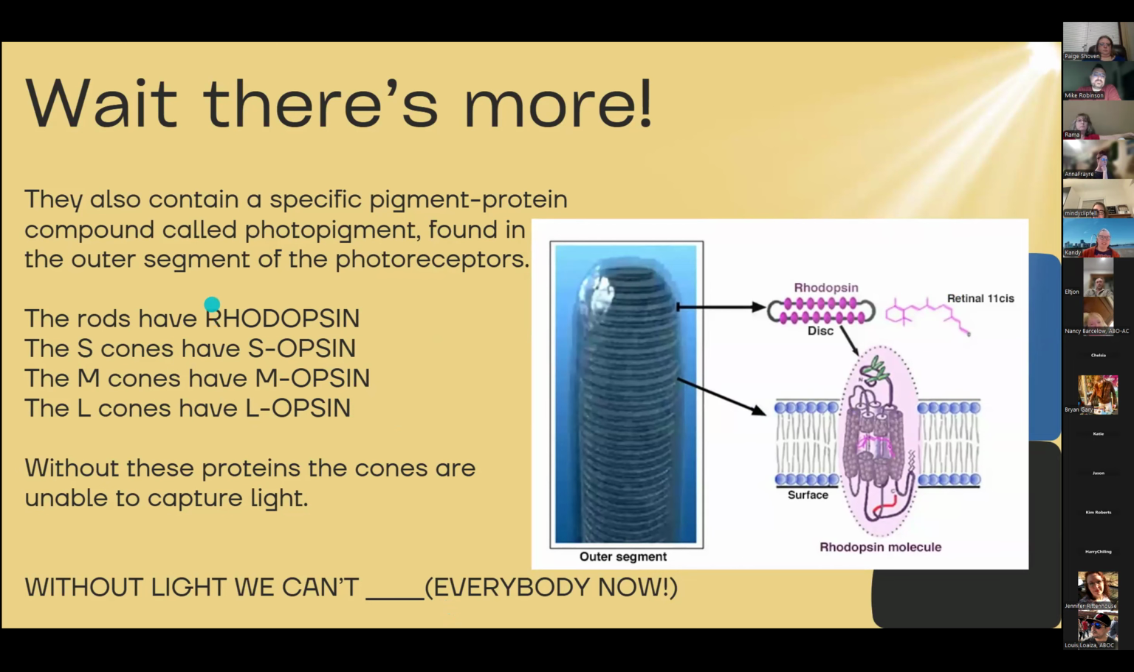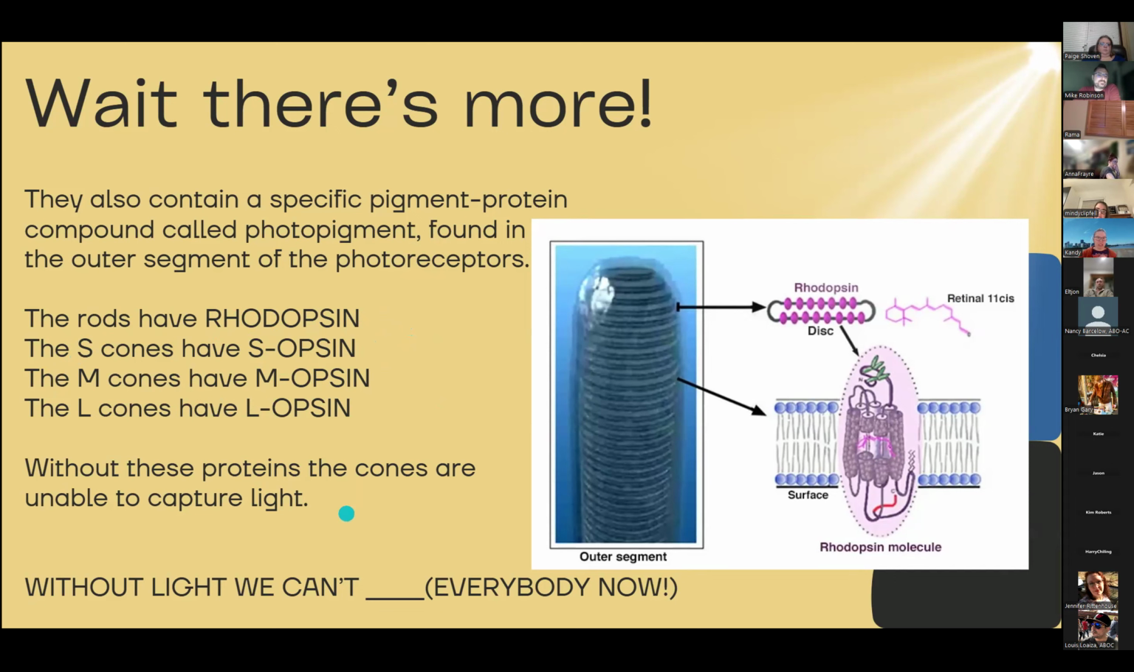Rods have, is this a word, I didn't look this up. Rhodopsin, I believe. It's a chemical reaction. Yeah. It's just a word. One thing you want to know though: the rods have rhodopsin. The cones have S, M, and L.